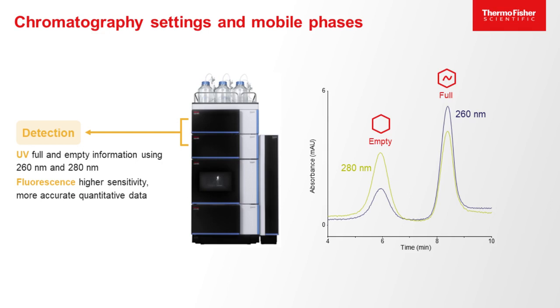Here I will talk a little bit about method development and chromatography settings when you run AAV particles. First of all, you have two choices when it comes to detection. With UV, you can get full and empty information by looking at the intensity of the signal at 260 and 280 nanometer wavelengths. For full, you would see higher 260 nanometer signal, and for empty, you would see higher 280 nanometer signal, as you can see in the chromatogram shown here on the right.